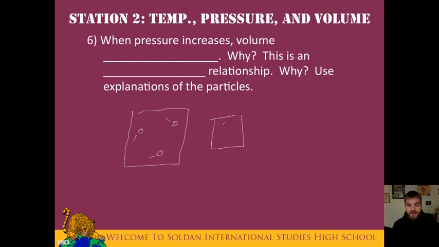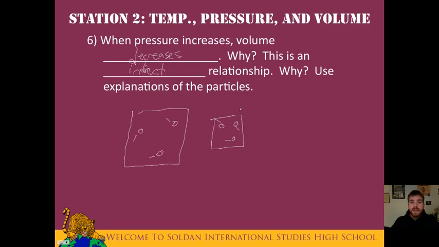So if this is now the new size of our container, if the particles are suddenly hitting the wall more and there's been no temperature change, that means that the size or the volume of our box has decreased. So when pressure increases, volume decreases. So then, of course, this would be an indirect relationship. And the best explanation here would be, if the particles are hitting the wall more, the size of the container must have decreased.